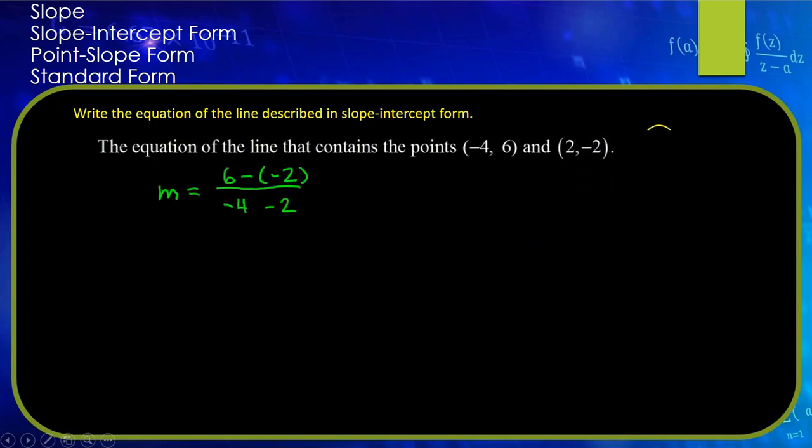So I take the two y-coordinates and subtract them on top. I take the two x-coordinates and subtract them on the bottom, in the same order as I took these. And I get 8 over negative 6, which is a negative 4/3 slope. Now there's multiple ways I could figure out what b is to get my slope-intercept form.